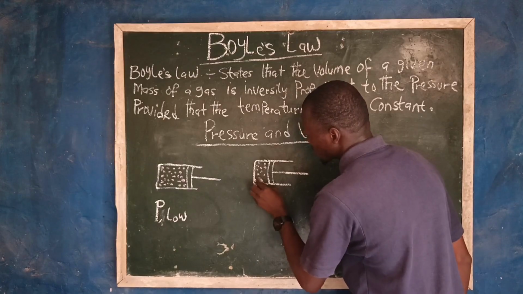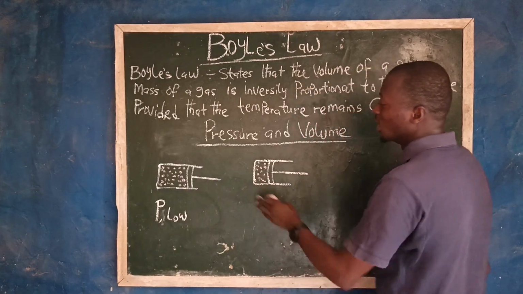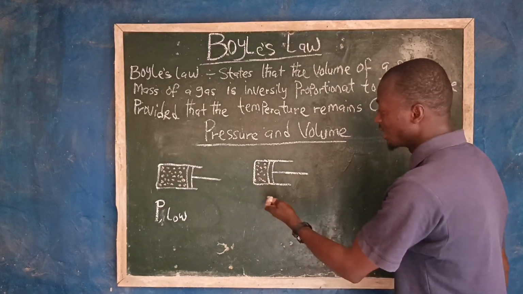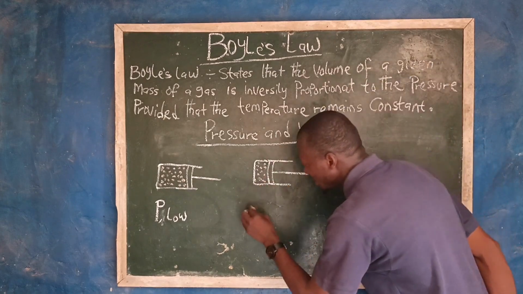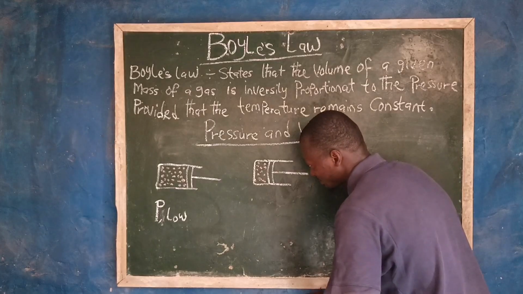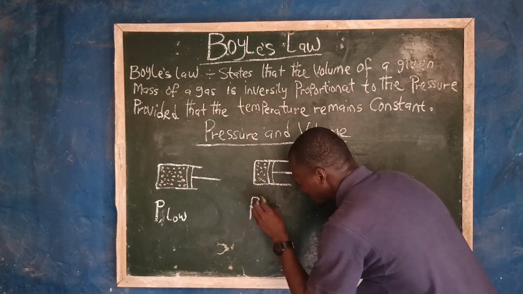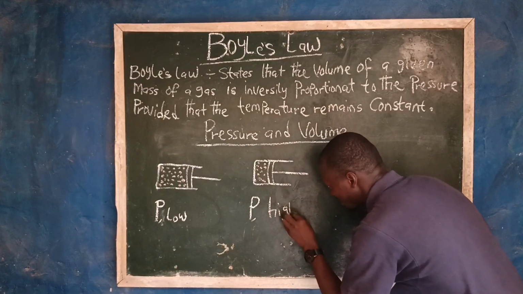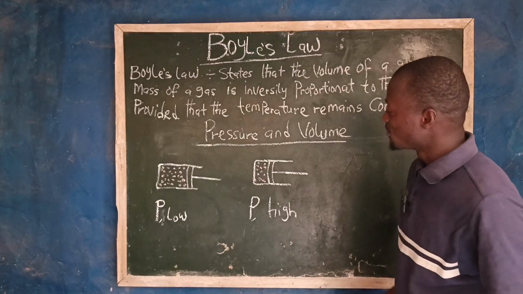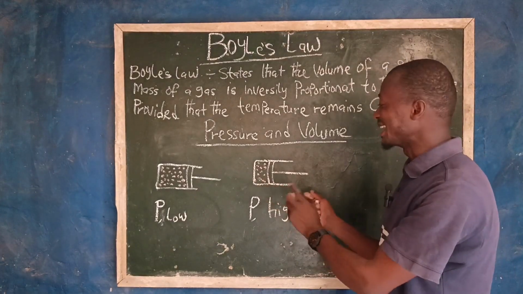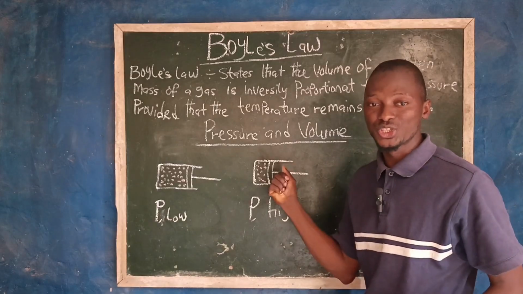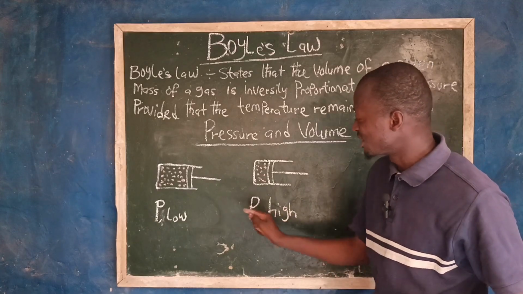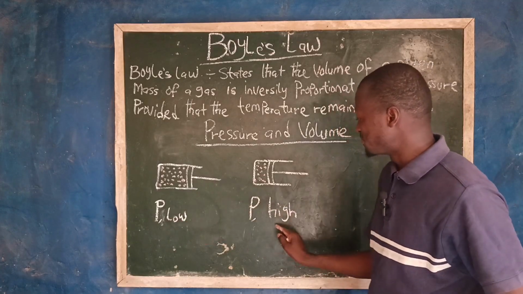This is our particles inside the container. If you take a look at this diagram and this diagram, they have differences. In this one we have P, which is pressure. Our P is high. If you take a look very well, in this place the particles inside the container are easy to push because there is no pressure. You understand? Now we have P low and then P high.